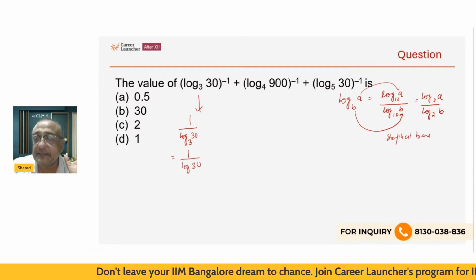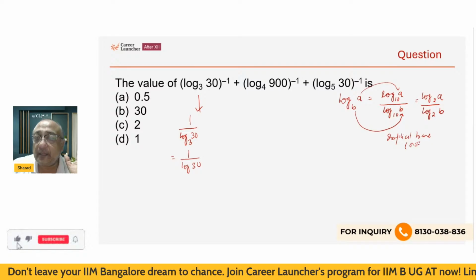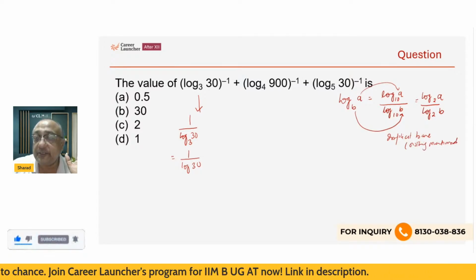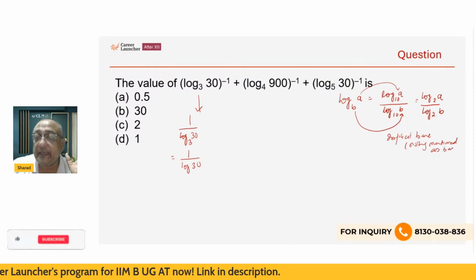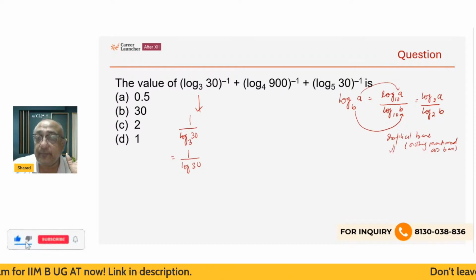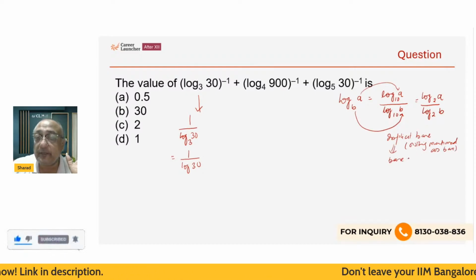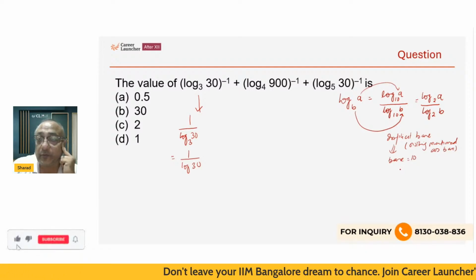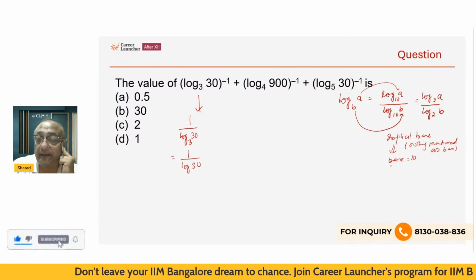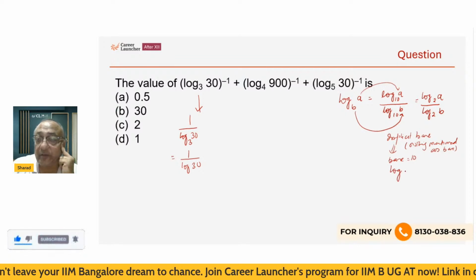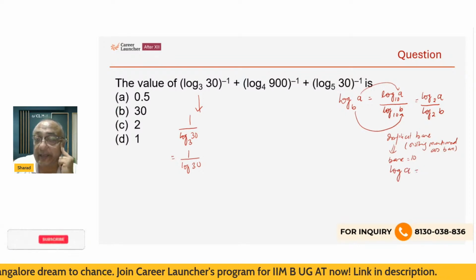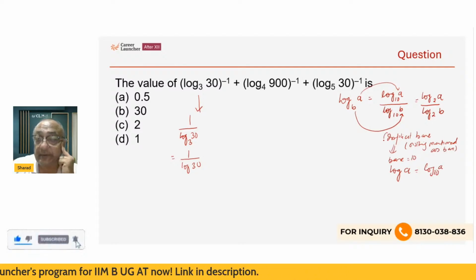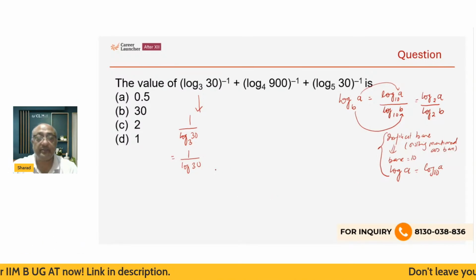Implicit base: if nothing is written or mentioned as the base, then we will assume the base is equal to 10. Please remember that we are not doing calculus. In calculus you can have natural log, but in normal logarithm questions, log A is nothing but log A with base 10. So please remember this little bit of information for yourself.